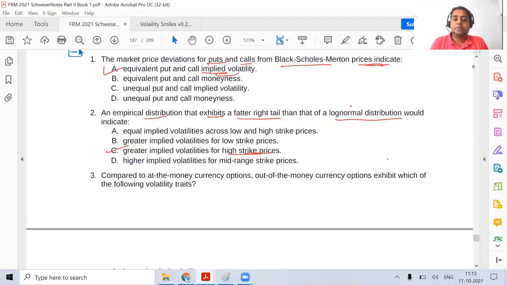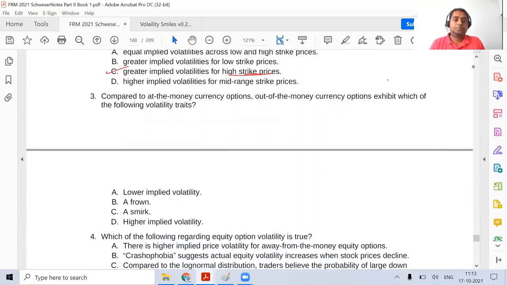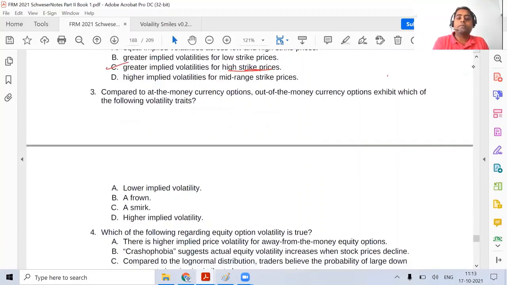Let us go towards this third question. Compared to at the money currency options, out of the money currency options, heavy tail on both sides, exhibit which of the following volatility traits? Read the question properly. A lot of you guys have been able to answer it properly. It means D, because on both sides the implied volatility was higher, right? For the currency option.